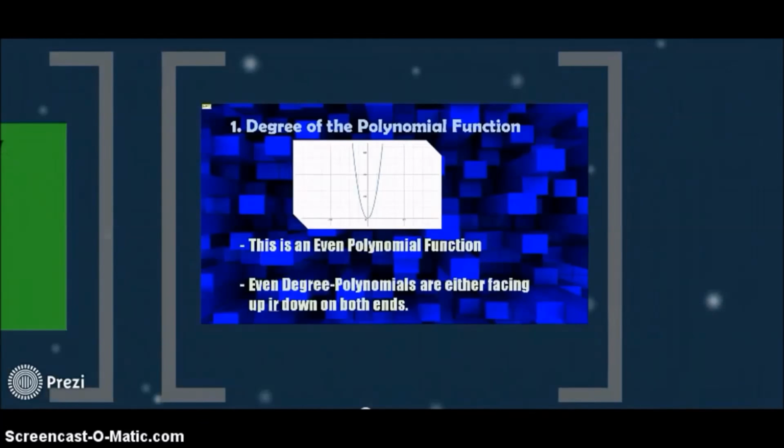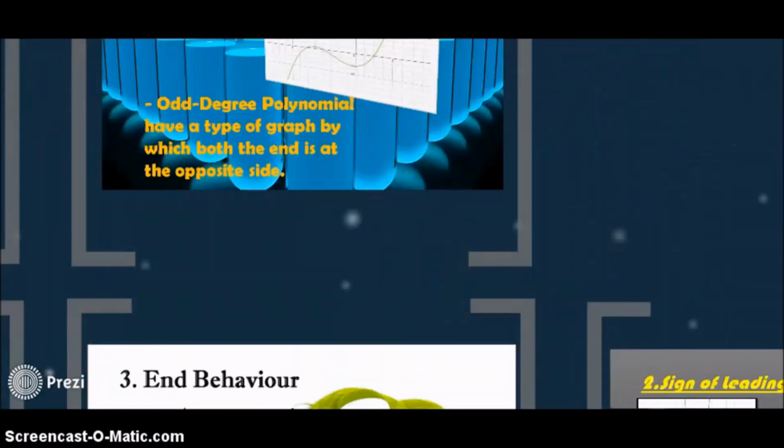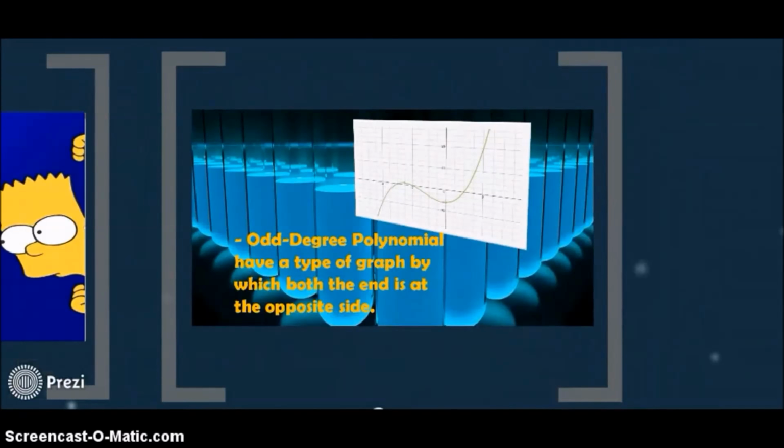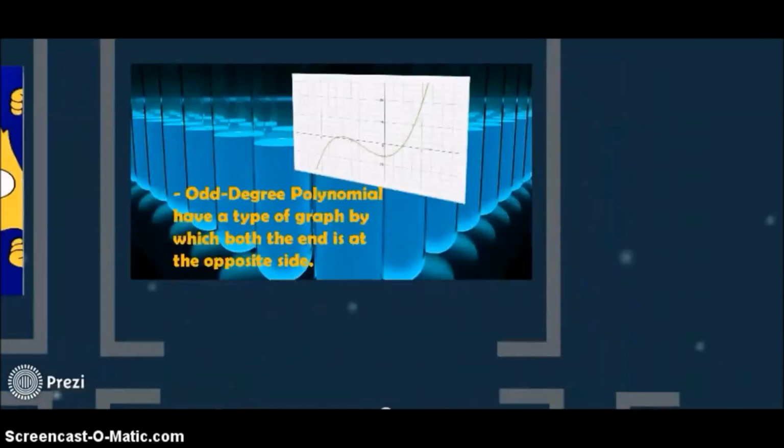For example, in this graph, you can know that this is an even function. And even degree polynomials are either facing up or down. Here is another example. As we can see, the graph has both ends on opposite sides. This is called an odd degree polynomial function. As you know, there is rotational symmetry.